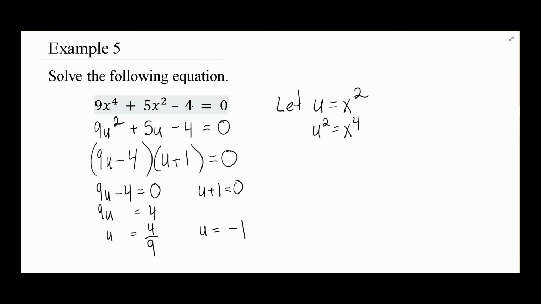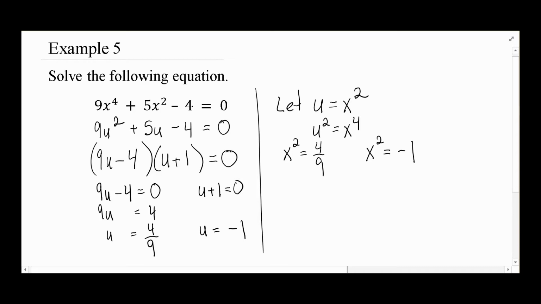So now that we know that u is the same thing as 4/9, we're going to come back over to my right-hand side here and say, if u is the same thing as x squared, then x squared must be 4/9. If u is -1, then x squared must also be -1. So we're always going to come back to our substitution, and we're going to replace the u with whatever we said u was equal to. That's why we need to write it down too. We need to write down let u equal x squared. It's going to help us out.